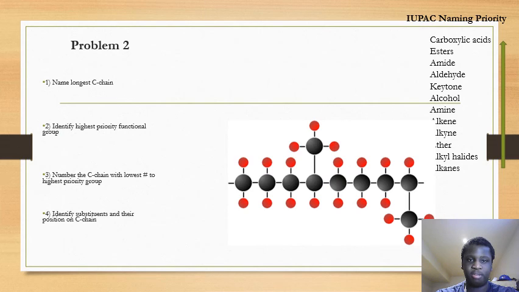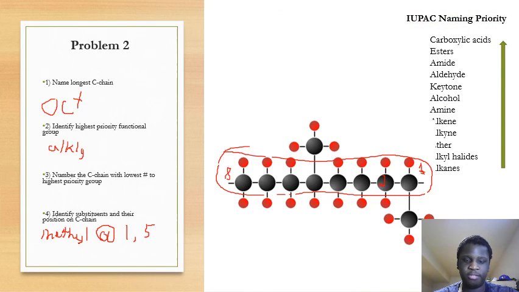Now for the second problem, I'll give you a chance to pause the video and attempt naming it yourself. Alright, so for the final problem, first step is to name the largest carbon chain, and here we see it's 8 carbons long, and the prefix would name it oct. Next, the highest priority functional group.